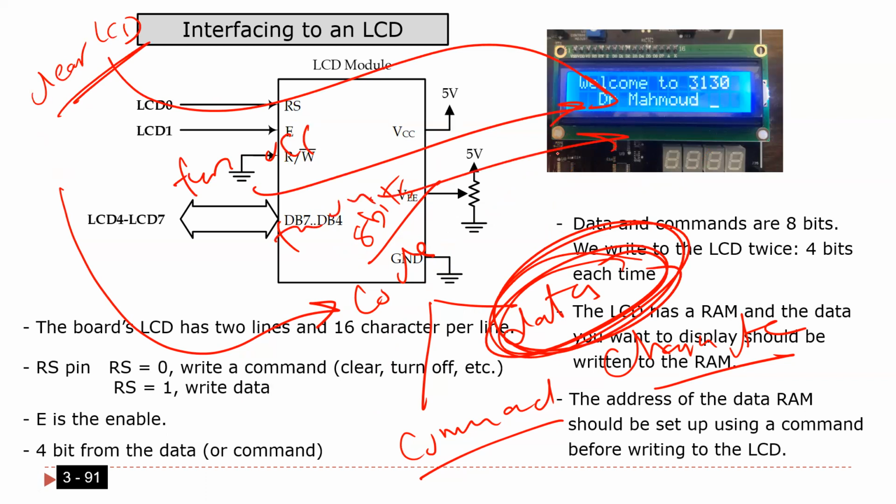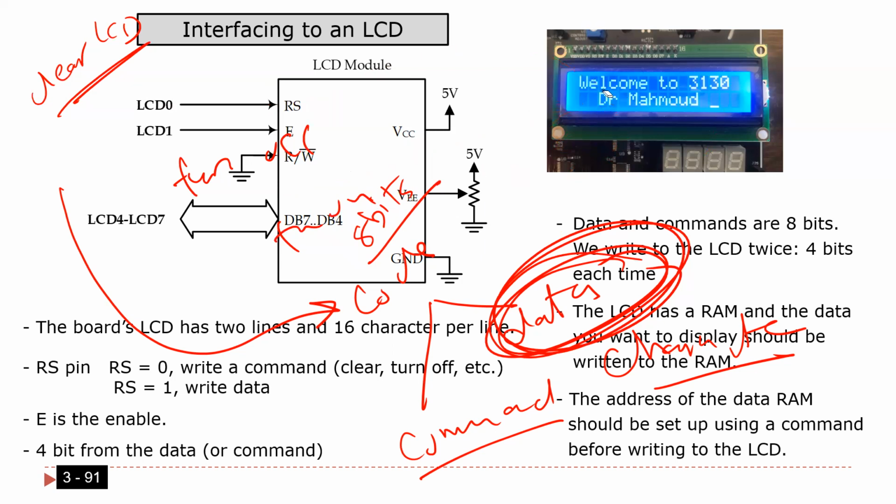So let me tell you the conclusion. The conclusion is that, guys, what you are going to send to the LCD is either data and/or command. For both cases, you have to send 8 bits. In case of data, the 8 bits should be the ASCII code for a character. So you have to send character by character.